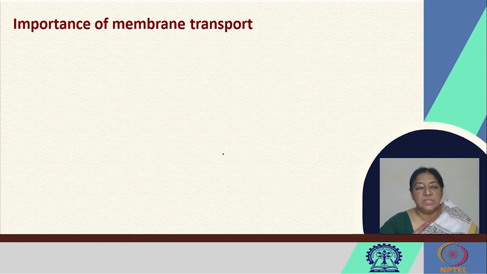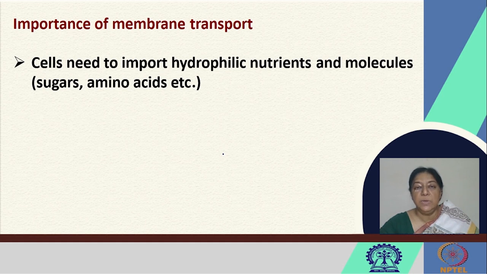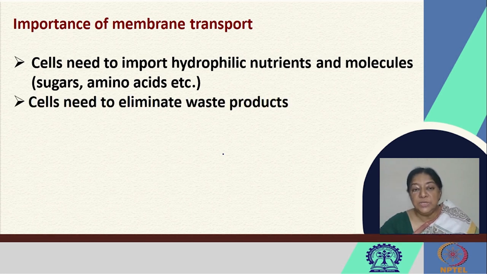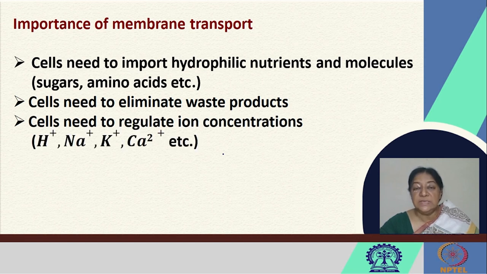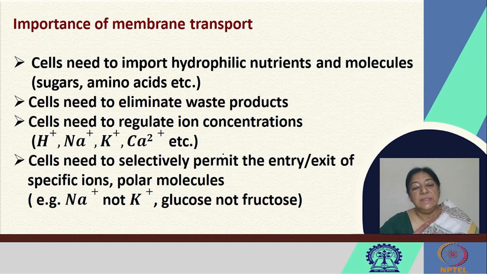The importance of membrane transport is that cells need to import hydrophilic nutrients and molecules for their functioning and health, to maintain all the biochemical processes that go on in the cell. They also need to eliminate waste products and regulate ion concentrations, since these ions are needed for specific reactions in the cell. They also need to selectively permit the entry and exit of specific ions or polar molecules. For example, there may be a channel that allows the transport of sodium but not potassium, or glucose only and not fructose. This selectivity is very important for the maintenance of the cell.